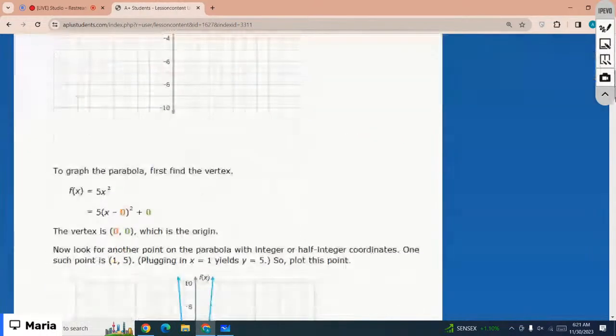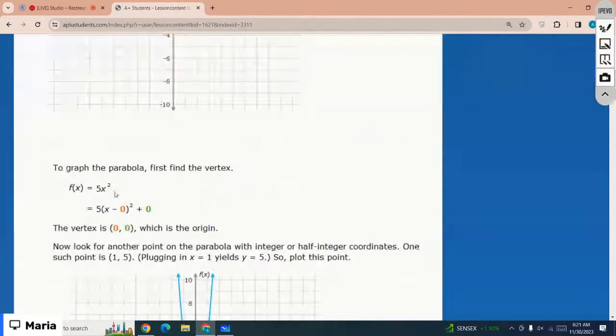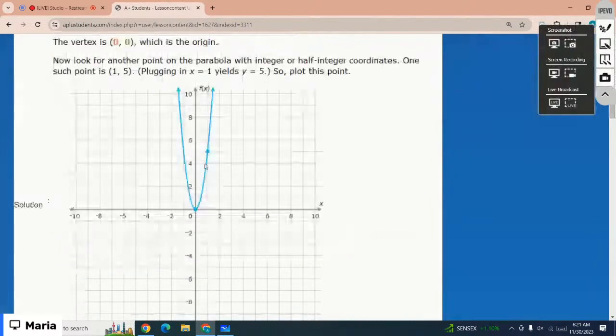First, we have to find the vertex, right? You can see the equation is f of x equals 5x square. That means the vertex of the parabola is 0, 0, right? Now we have to look for another point on the parabola, right? One point is 1, 5. If you put 1 in the function, that is 5, right? Plugging in x equals 1 yields y equals 5. So you have now 2 points: the vertex that is 0, 0 and a point that is 1, 5. So just join these points and make a parabola, right?